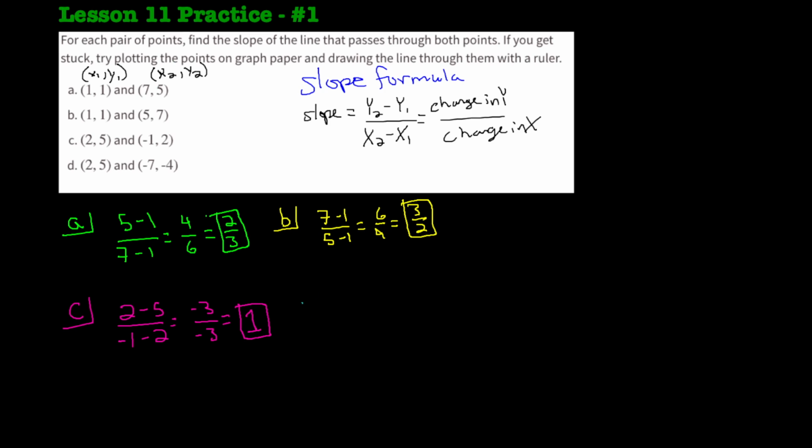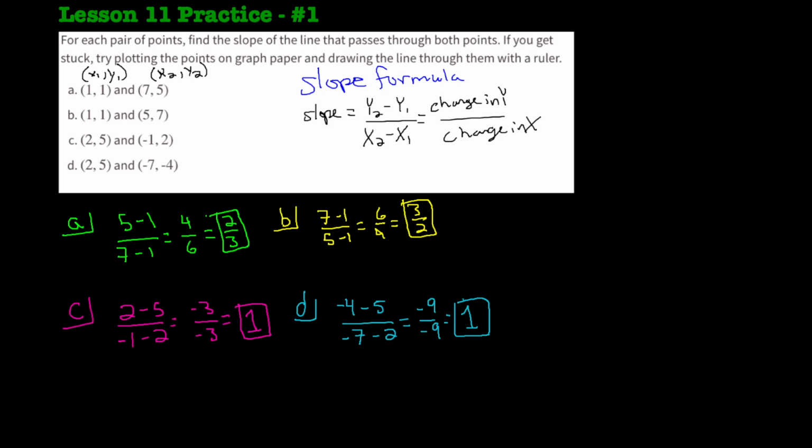And lastly, we have part D is going to be negative 4 minus 5 divided by negative 7 minus 2. So the main key parts are being able to set up your equations, being able to calculate it for yourself. Again, make sure you're evaluating carefully. So I'm going to say I have negative 9 divided by negative 9, which is the same as still positive 1. You can use that calculator if you need to.